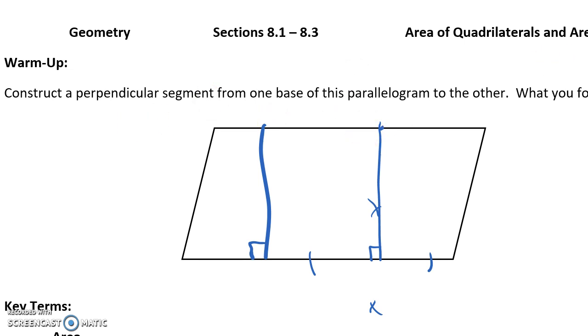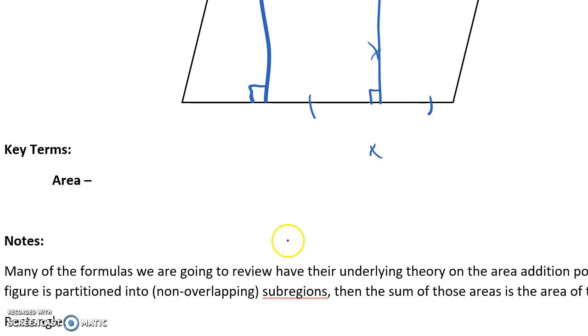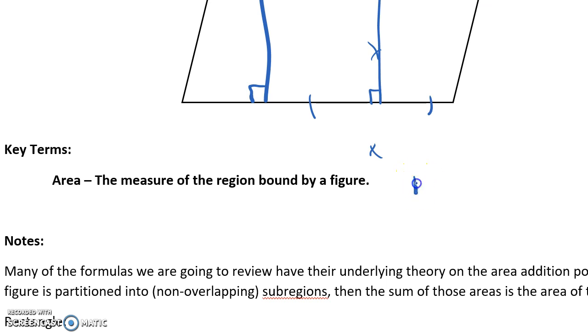So what exactly is area? Let's define it. Area is the measure of the region bound by a figure. And area, remember, is measured in square units. So when we think about area, it could be something this small. This might be like a square centimeter. It's 1 centimeter long and 1 centimeter wide. Or it might be something more like this would be a square inch.